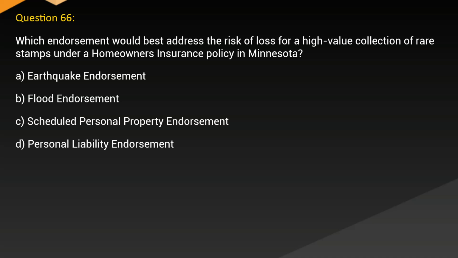Question 66. Which endorsement would best address the risk of loss for a high-value collection of rare stamps under a homeowner's insurance policy in Minnesota? A. Earthquake endorsement. B. Flood endorsement. C. Scheduled personal property endorsement. D. Personal liability endorsement.